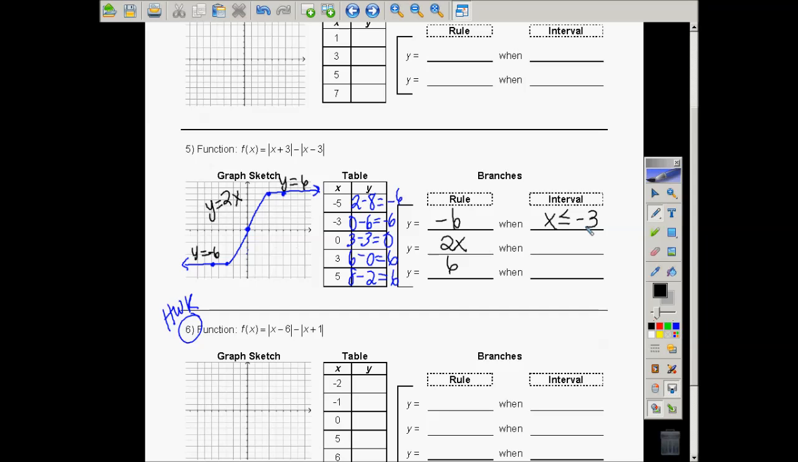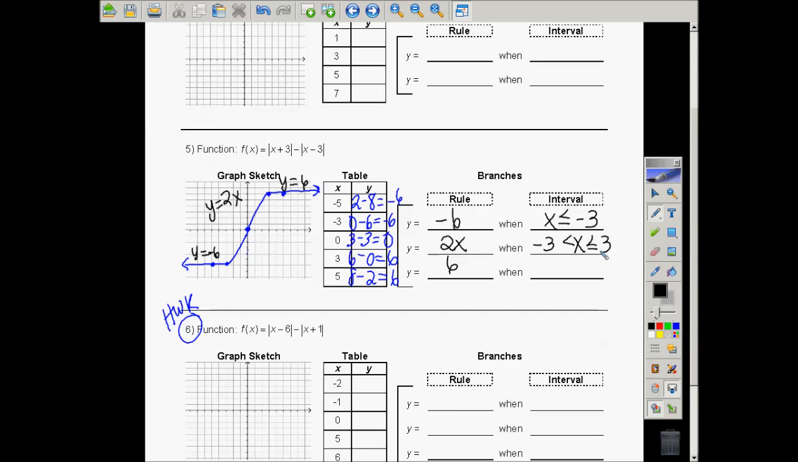When does this happen? We're talking about when x is greater than negative 3, but less than or equal to 3. We already used the equal. Each interval has to correlate. So if I'm equal here, I can't be equal here.